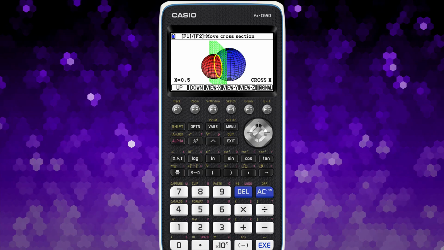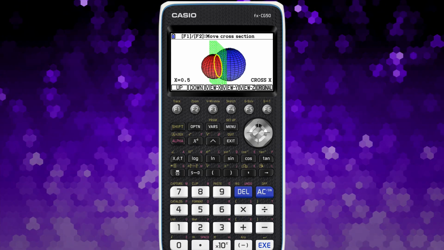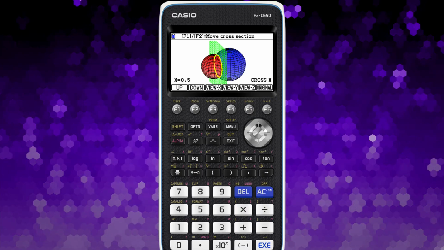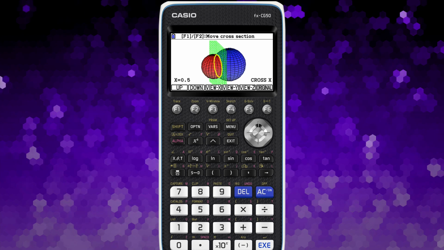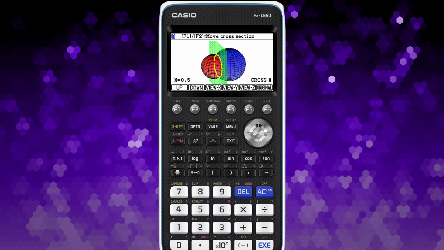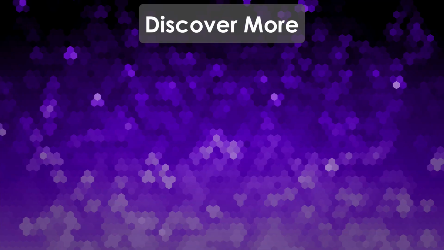I'm looking forward to getting this model when it is released in the UK. I believe it currently retails at around $99 in areas where it is available. I'm expecting it to be sort of plus £100 when it comes out in the UK. And that would make it in line with the other CG models, the other color graphical models that Casio have previously produced, such as the CG20.